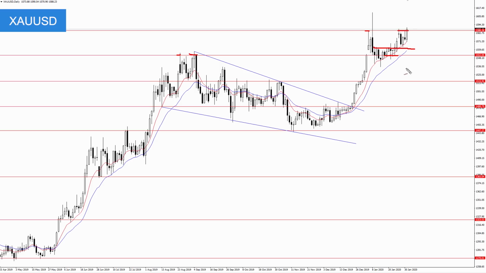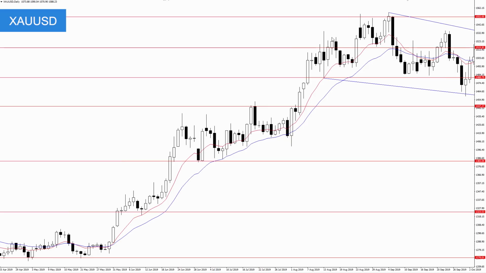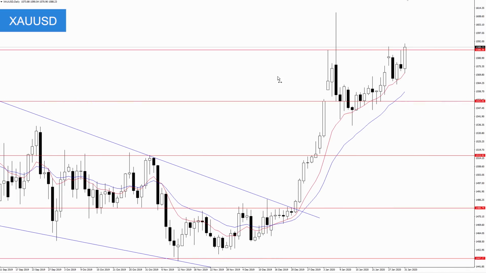Now, notice what happened last week. All right, the pair came up here and retested 1580/90. Now, we had this retest right here. We had this big sell-off, but then look what happened. The pair came right back to this area, even formed a bearish pin bar on this candle.